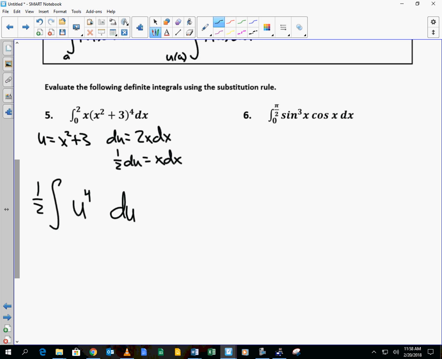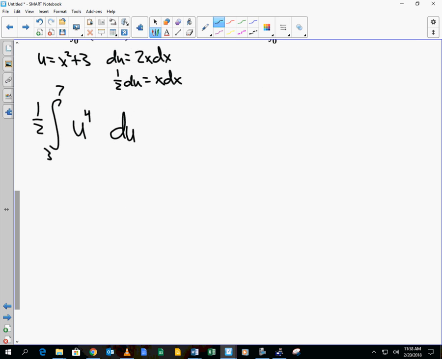Here's what's new. I'm going to change the bounds. Because I'm working with u, I'm going to change it. I'm going to plug in 0 here. 0 squared plus 3 is 3. And 2 squared is 4 plus 3 is 7. What's the antiderivative of u to the 4th? It'll be u to the 5th over 10 when I multiply by the 1/2, right? Evaluated at 7 and 3.